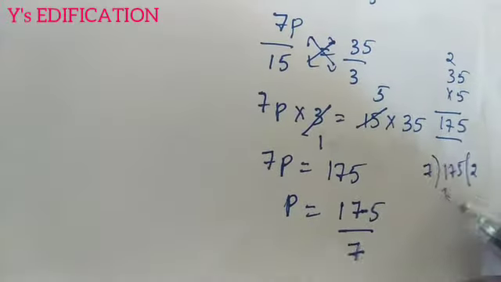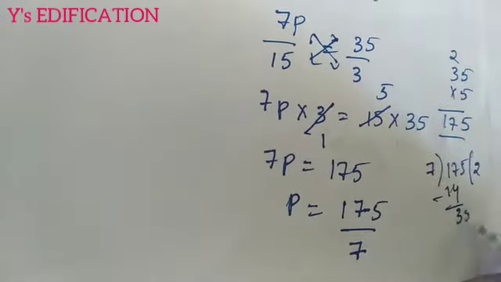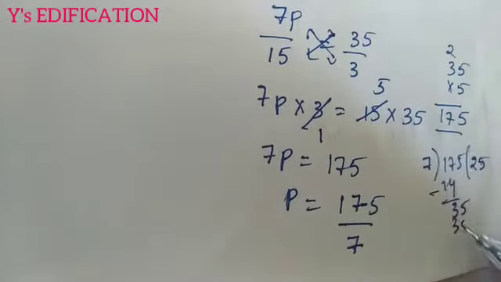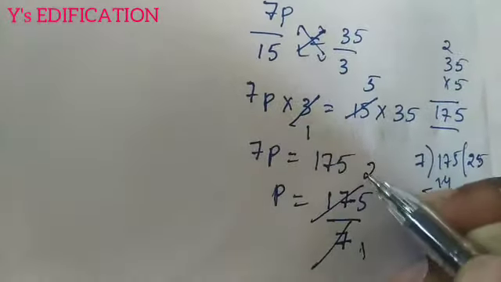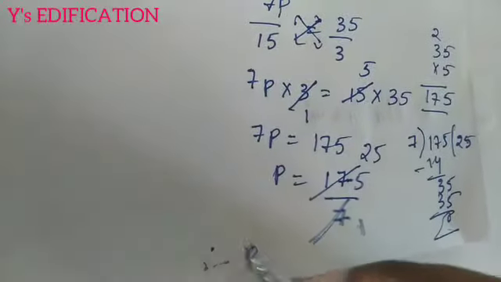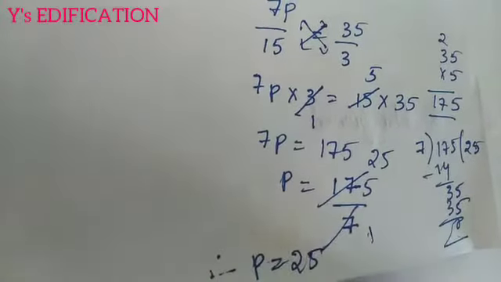So 7, 175 divided by 7. 7 into 2 is 14. 3, 5. 7 into 5 is 35. So 7 into 1, 7 into 25. So p value is 25.